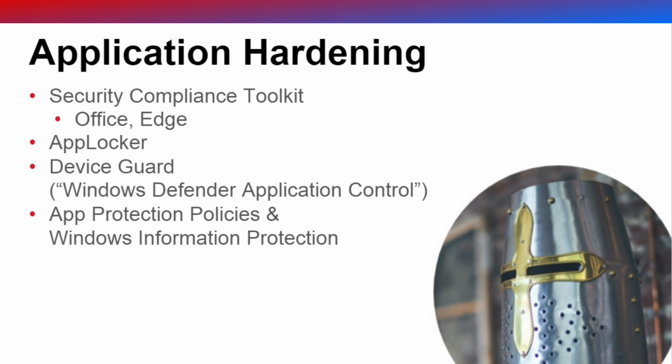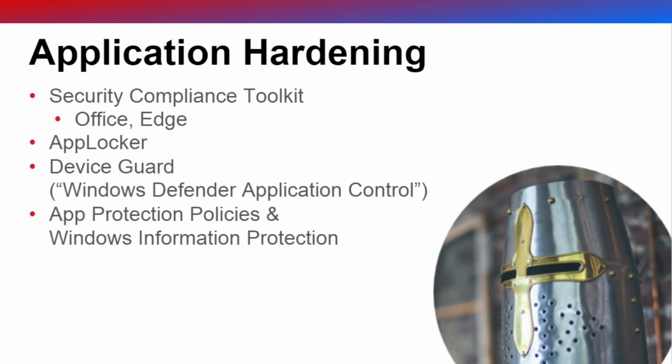Well, there's a few things that we can do that are broadly applicable, but you're right, a lot of application hardening is going to be configuration management for the specific application. So we can still, for some applications, use the SCT, Security Compliance Toolkit, for Office, Edge, and a few other things. But we can also do some things with AppLocker and Device Guard and app protection policies. And those are not necessarily specific to any one application, but they are broadly applicable.